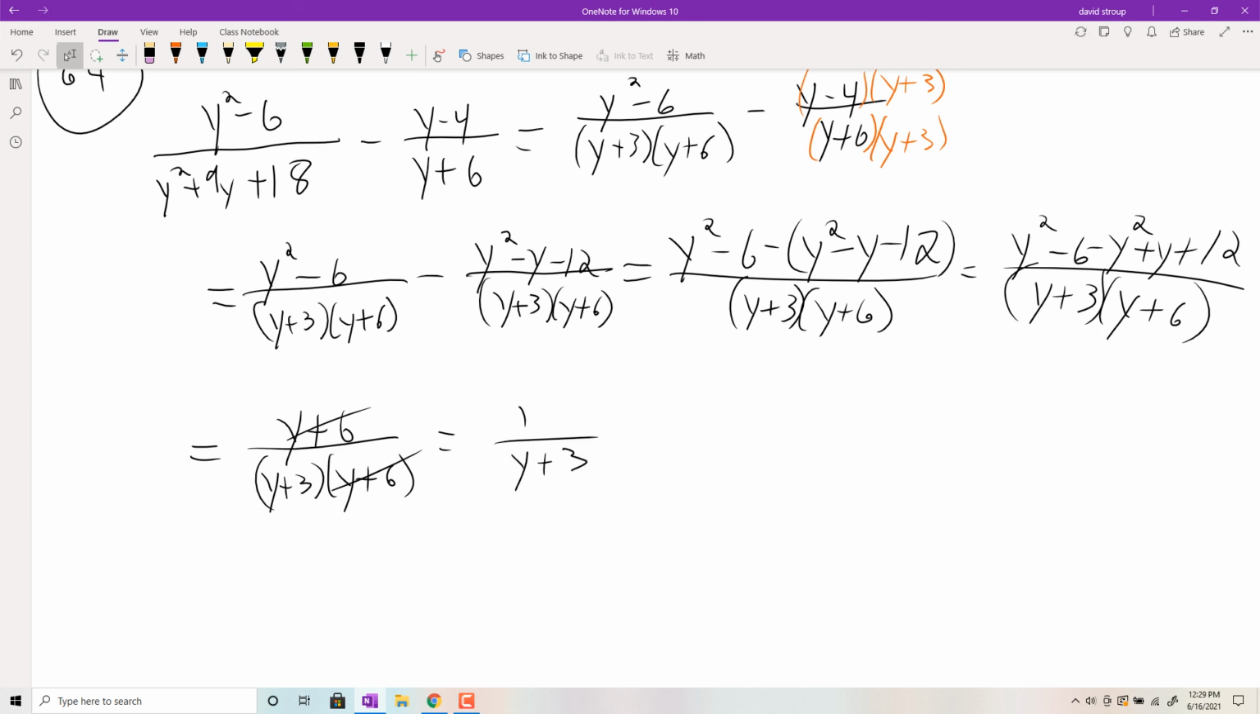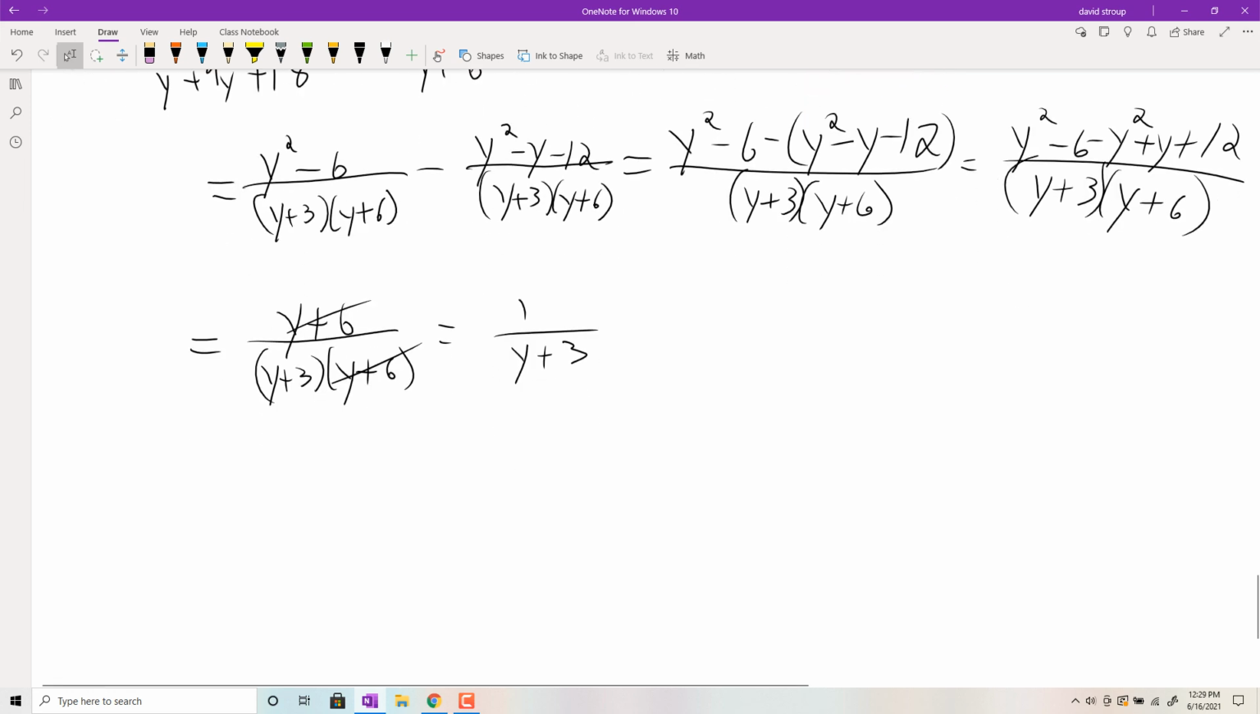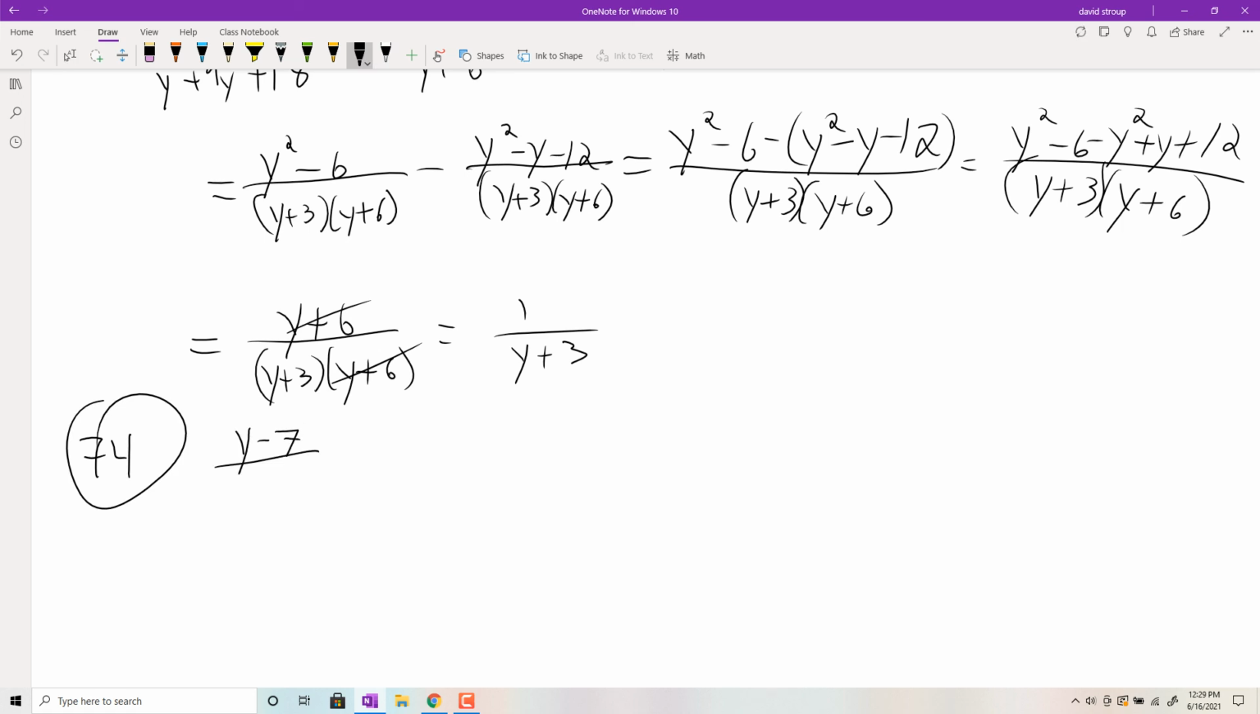Okay, neat little answer. One more. 74. A lot in this section, really. This is probably the most writing you'll do in math in your entire life. Y minus 2 all over 12y. Okay, so our denominators, I need a common denominator.